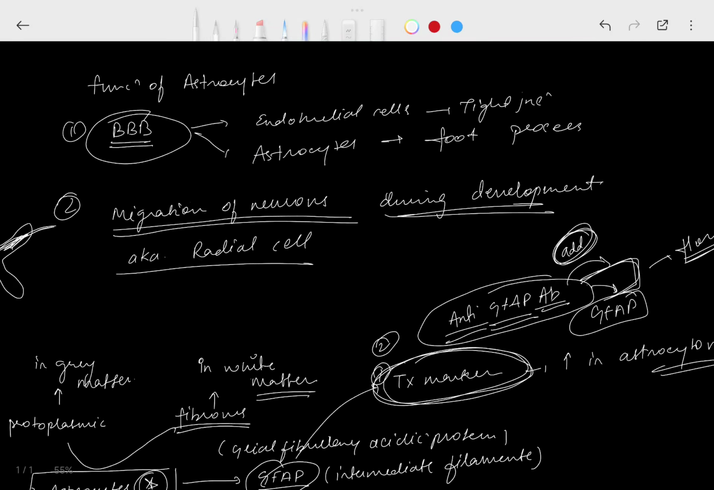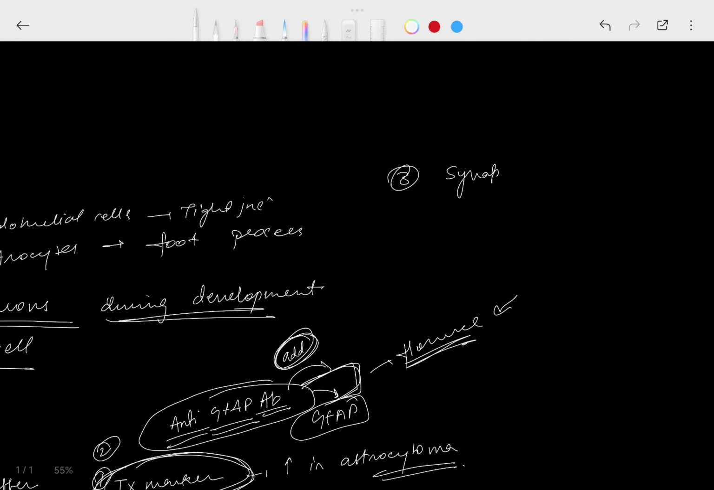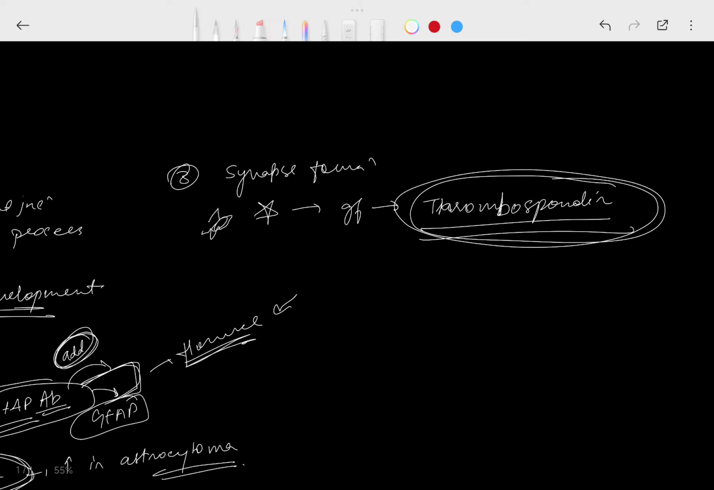Another function of astrocytes is synapse formation. Astrocytes release a growth factor named thrombospondin, which helps in synapse formation. So astrocytes help in synapse formation.